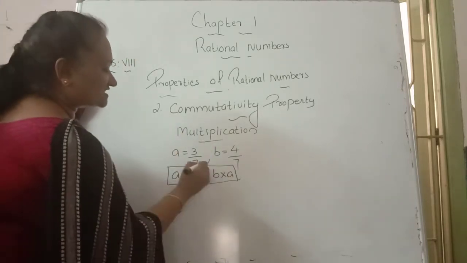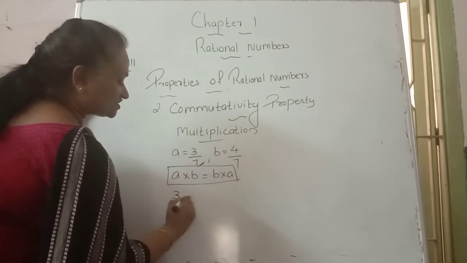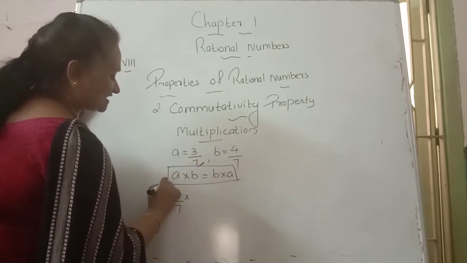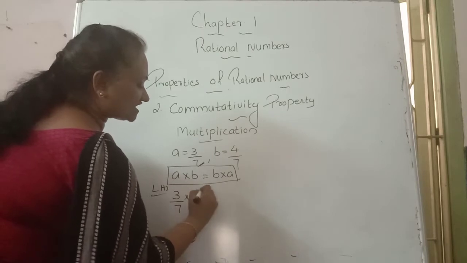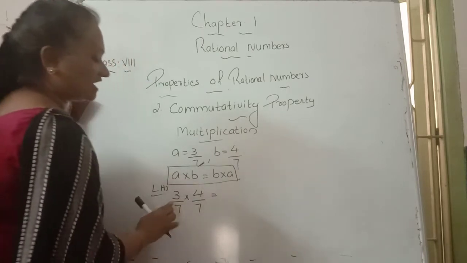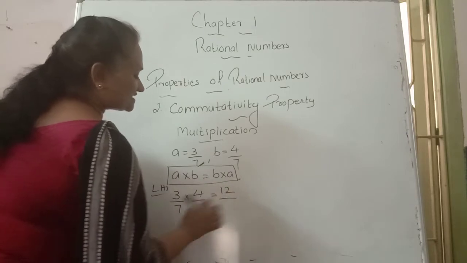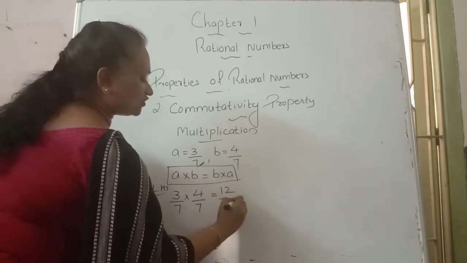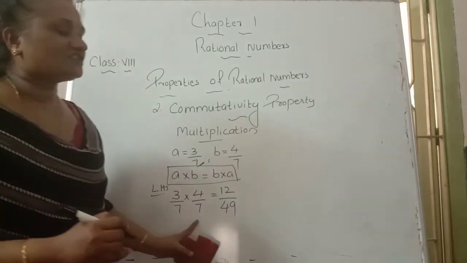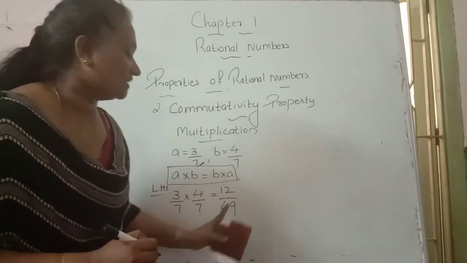A value, consider it as 3 by 7. Substitute into the LHS part. B value is how much? 4 by 7. So multiply: 3 fours are how much? 12. 7 sevens become how much? 49. So the LHS part gives 12 by 49.